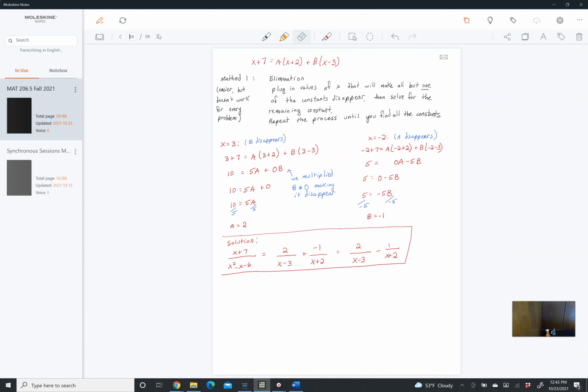Second method, I consider a little bit more complicated, but it always works. And some of you will like the second method better and will use it all the time. I do not care which method you use. So the second method, we're using the same fraction. It can be more complicated, but it always works.